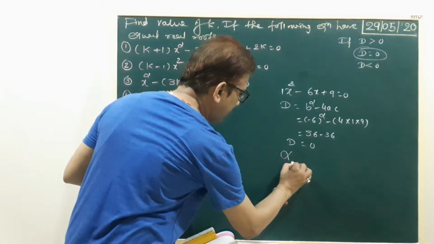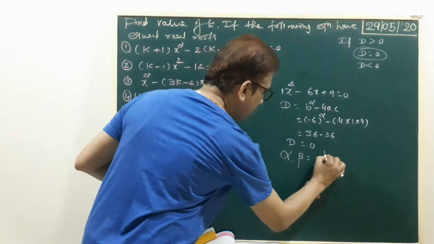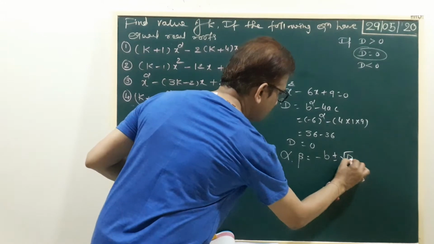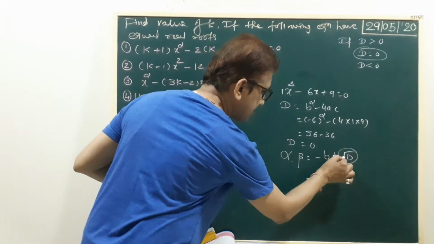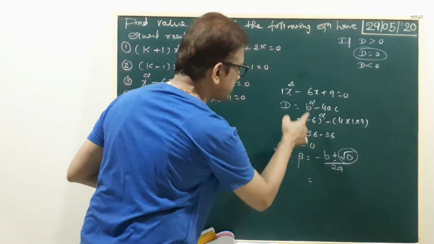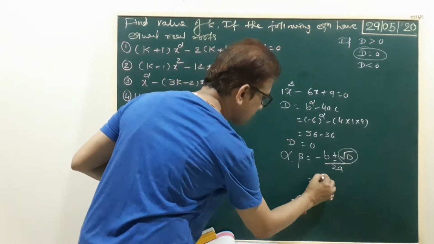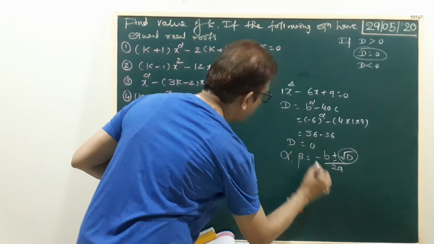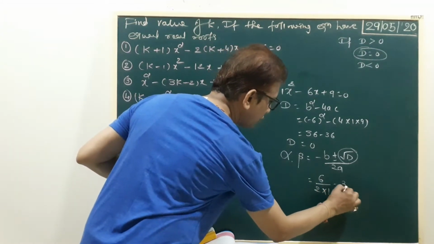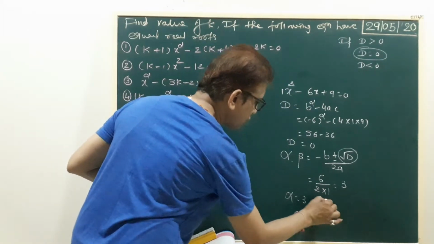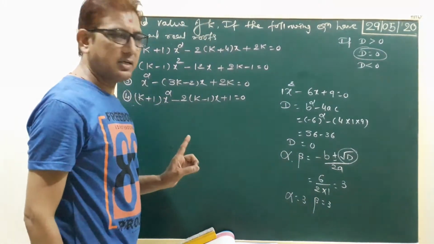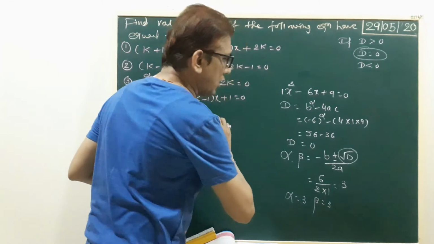Then we find alpha, beta equal to minus b plus minus root D upon 2a. But D equals 0, so this term is 0. Minus b equals minus minus 6, so plus 6 upon 2a, a equals 1. So 2 3s are 6. You can say alpha equals 3 and beta equals 3. So equal roots. Clear?